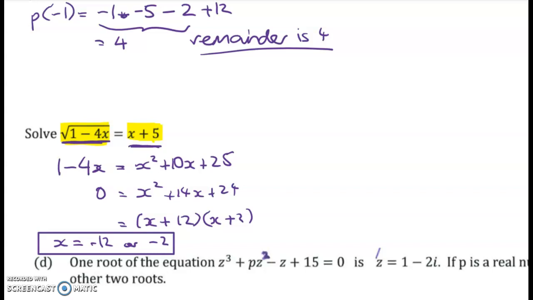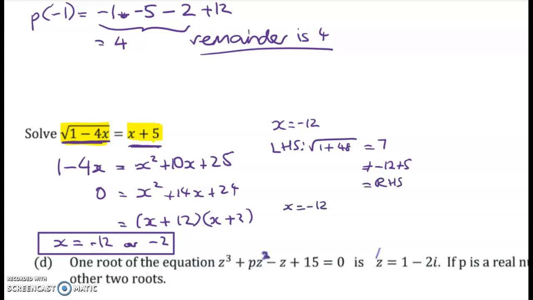So here, checking x equals negative 12, let's start on the left-hand side. Well, we get 1 plus 48, square root of that is the square root of 49, which is 7. Which is not equal to negative 12 plus 5, which is what we've got on the right-hand side. So x equals negative 12 is not valid or not a solution. So you really need to be communicating with something like that.